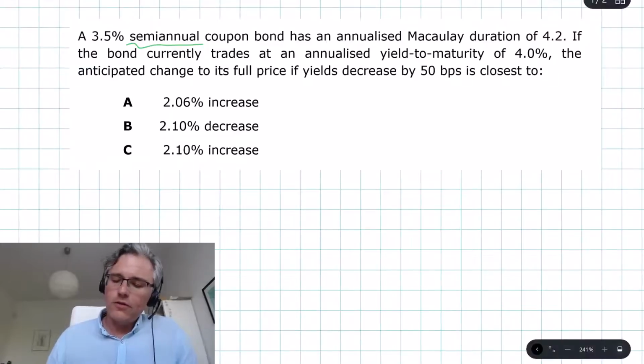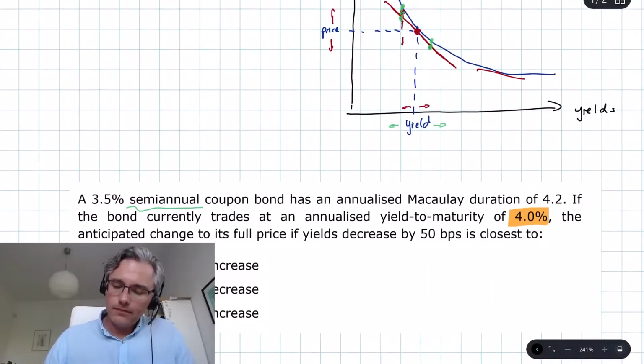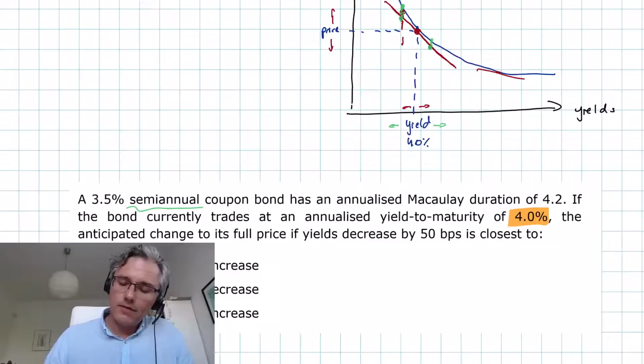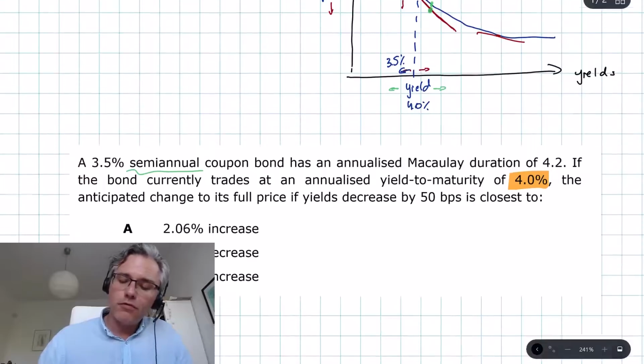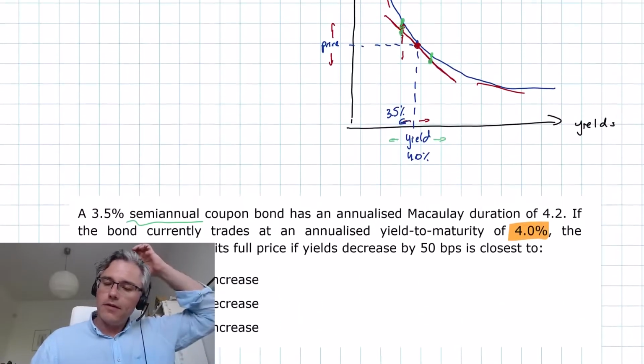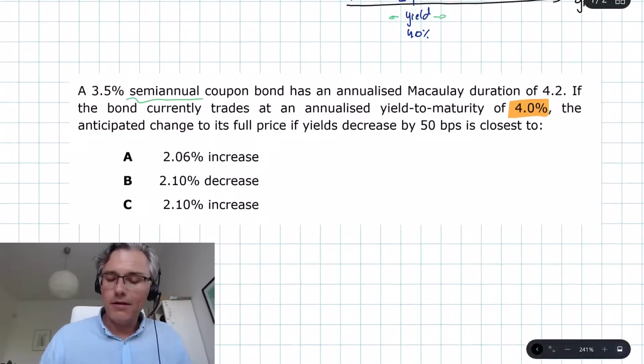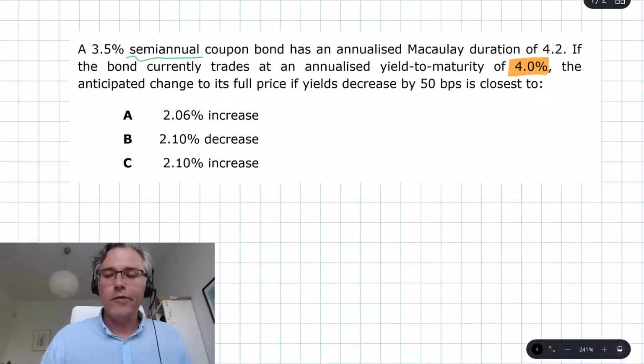Okay, so we've got a bit of context which we can put on the graph above. The current yield to maturity for this bond is 4%, and we're asked to anticipate what will happen if yields decrease by 50 basis points. So they go down by half a percentage point to just 3.5%. Well, of course, the price will increase. There's no other way to think about this. The price must increase, so it will either be answer A or B. It cannot be any other way. The question is, which one?